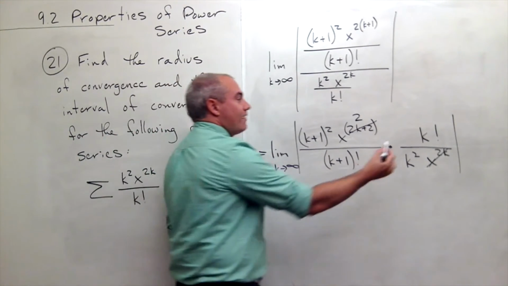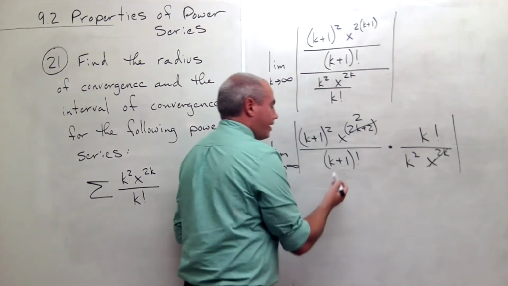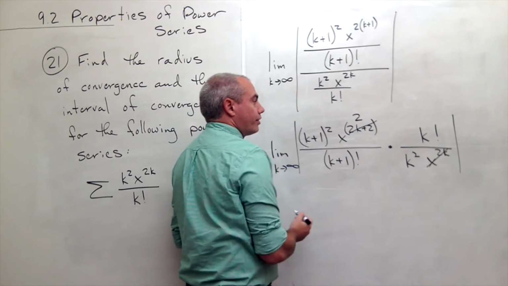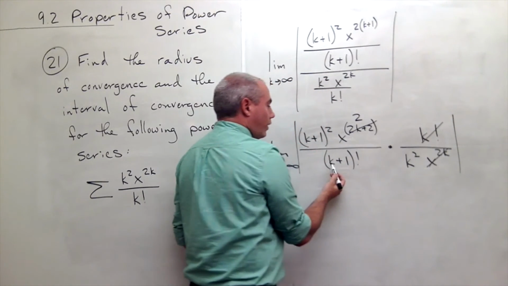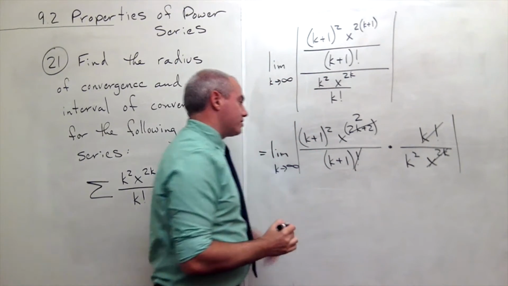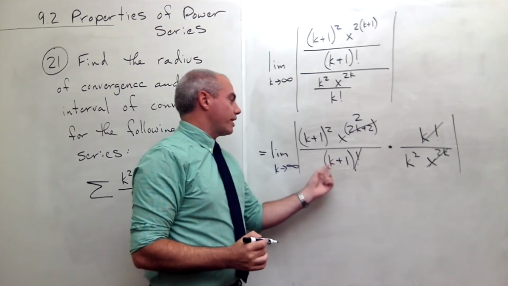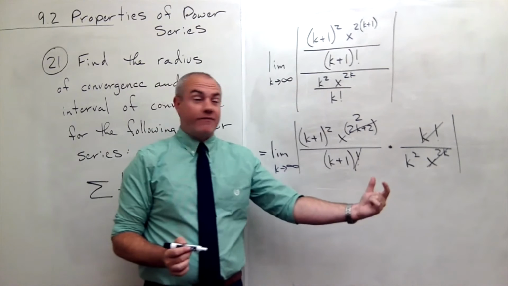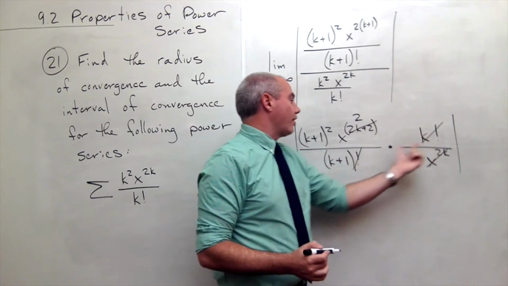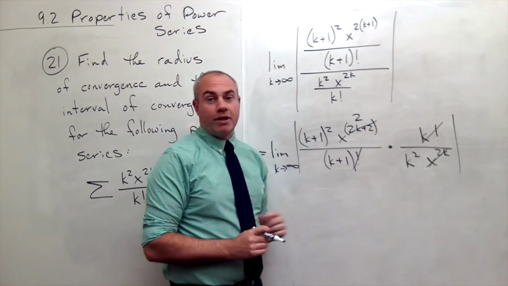Also, I have a k factorial on the top. I have a k plus 1 factorial on the bottom. I can cancel k factorial with all but the k plus 1 on the bottom. So k plus 1 factorial is k plus 1 times k factorial. So I canceled out all but the k plus 1.